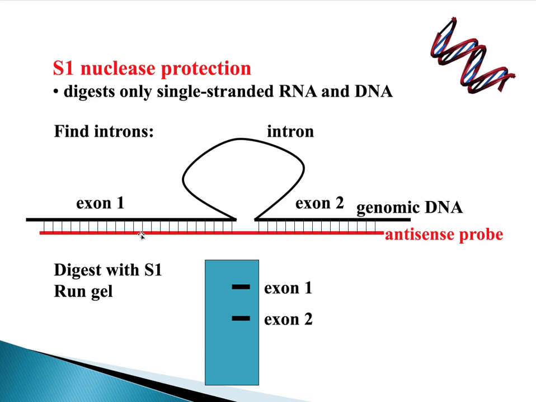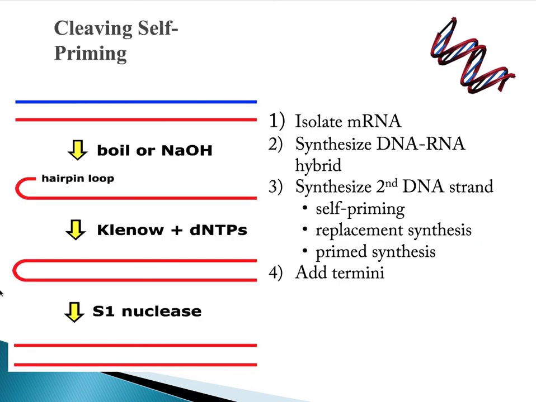So you can let the probe bind to your segment. Now what happens is the intron is going to loop out like that, okay? And you can come back with S1 nuclease and chop it back. So what happens after? Now you're going to have two fragments, okay? You're going to have exon 1 and exon 2 fragments, and you can see the size of it. So this is how you can practically map it, okay?